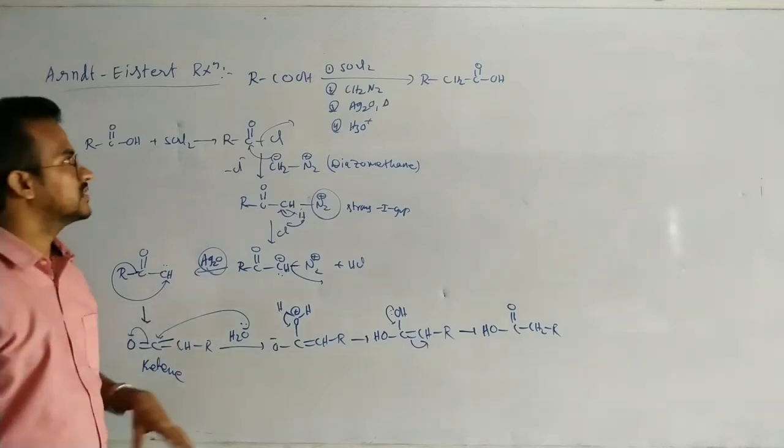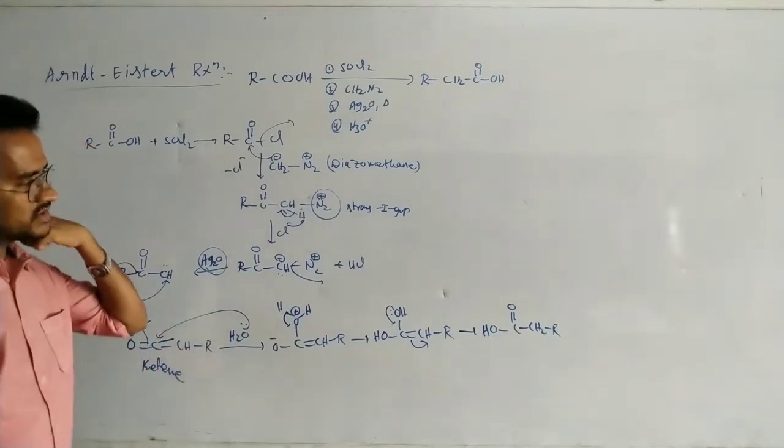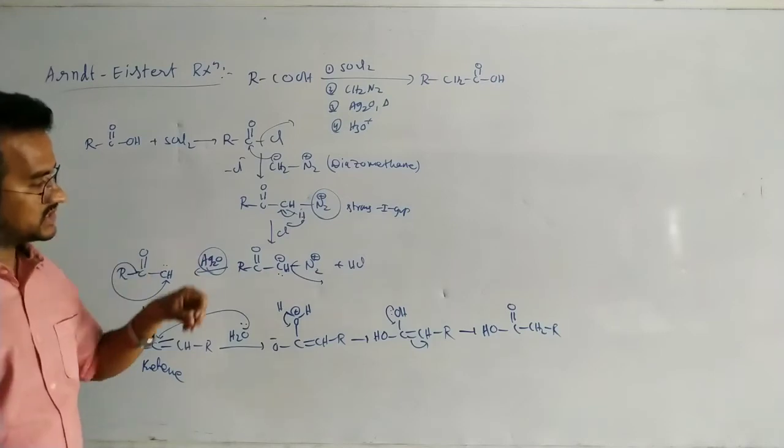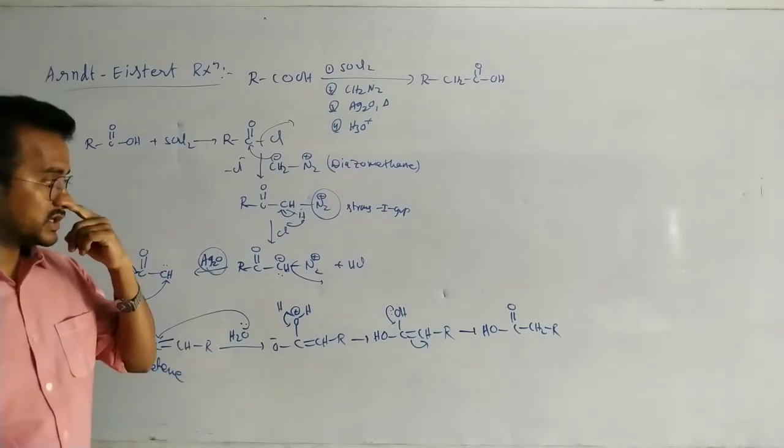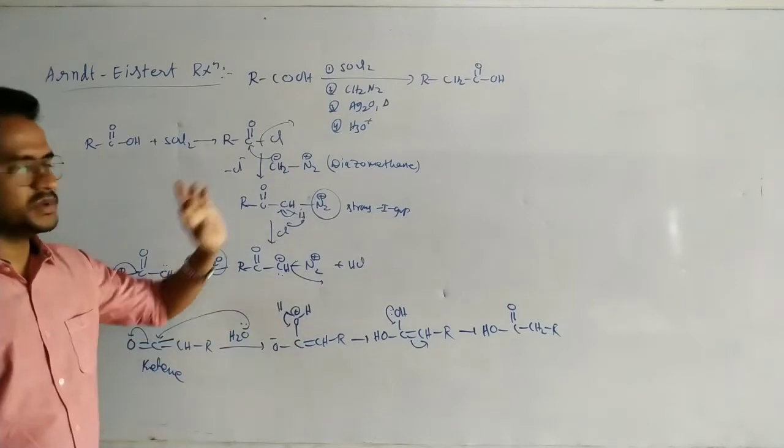Okay, so write this one. This is the mechanism of this reaction. And here is one more point in this case: we have to use 2 moles of diazomethane.